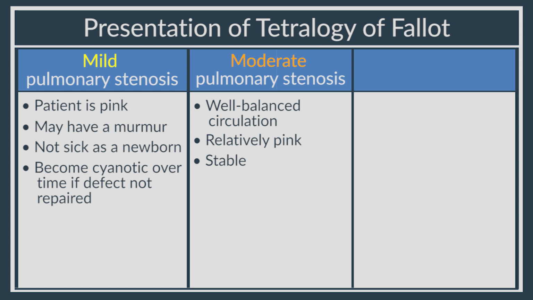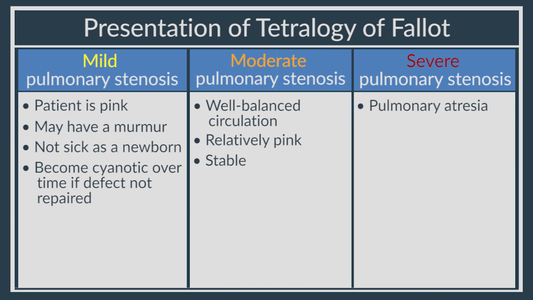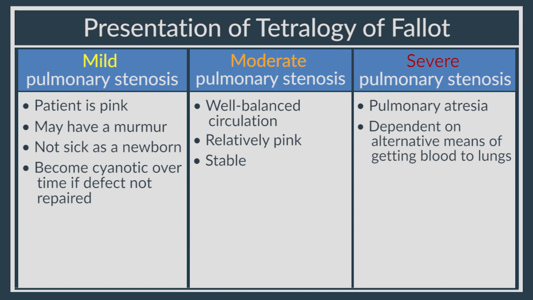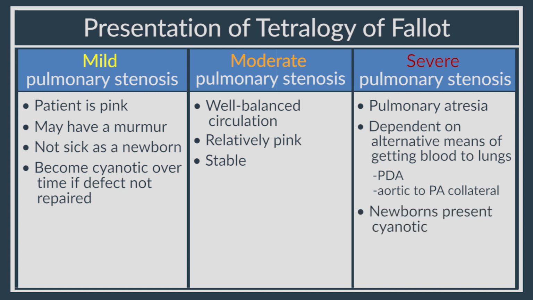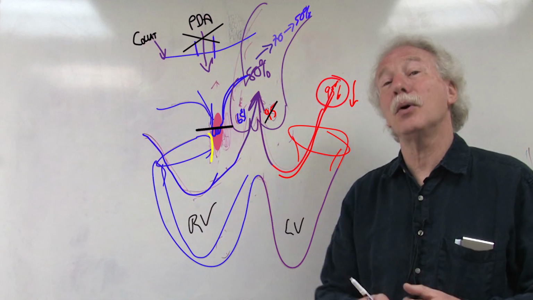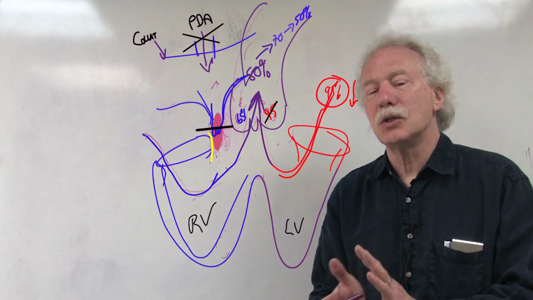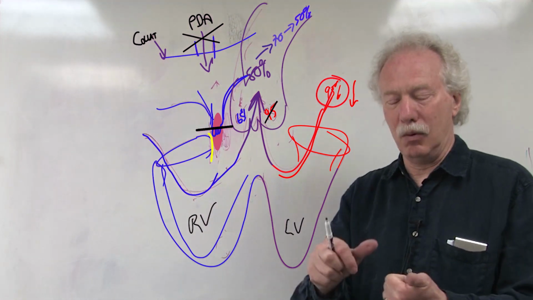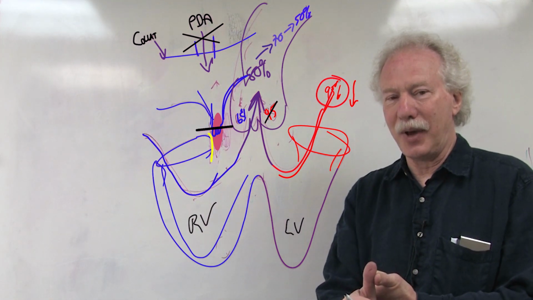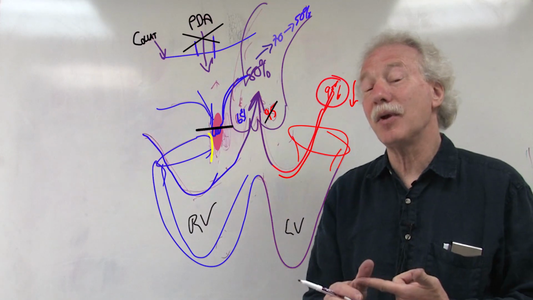You're doing okay. And then finally, the most severe form of Tetralogy of Fallot with pulmonary atresia, where you're dependent on alternative means of getting blood flow to your lungs, a ductus or aortic to pulmonary artery collaterals, where you can present quite blue as a newborn and get bluer in a hurry if you're dependent on a ductus arteriosus and that ductus closes. So that's the broad sweep of Tetralogy of Fallot. What's the matter anatomically, and how it is very variable.